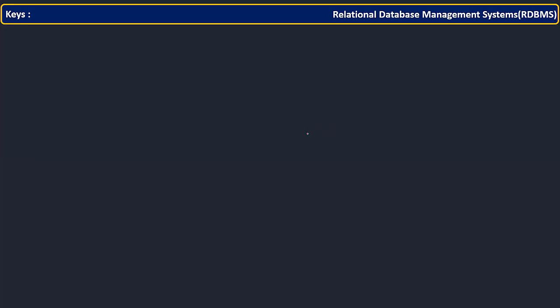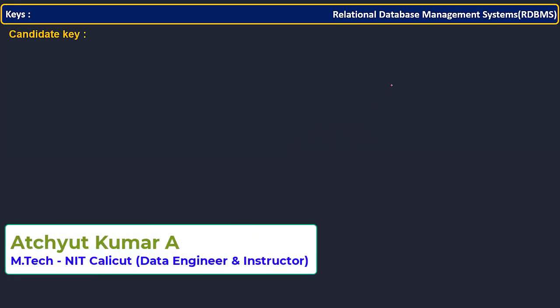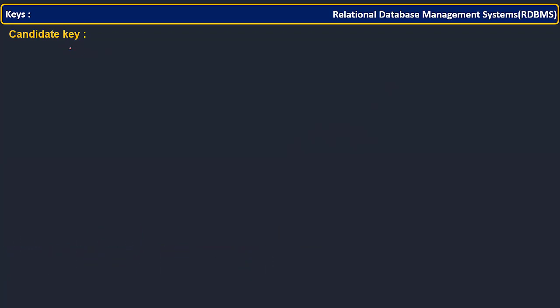Hi. Now let us try to understand the first key, that is candidate key. Okay, so this is very simple. What is candidate key? Let us try to understand. Based on this, the remaining keys discussion is there actually. So this part we have to understand very clearly. So what is that one?